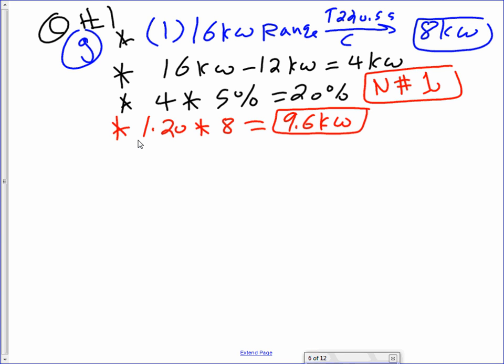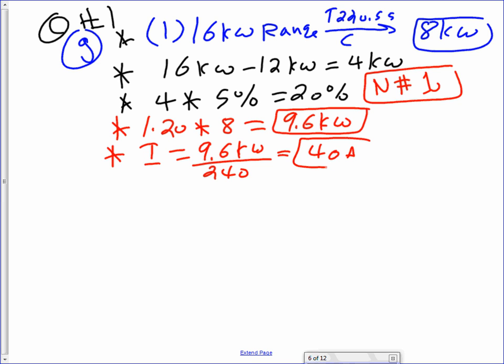So now we're going to find the amps. The next step is to find I equals 9.6 kW divided by 240. So if we divide this one, guys, by 240, what do you get? 40. Thank you. 40 amps. Even. And then the rest is history. Now we're going to take your 40 amps. Take it to which table and why?